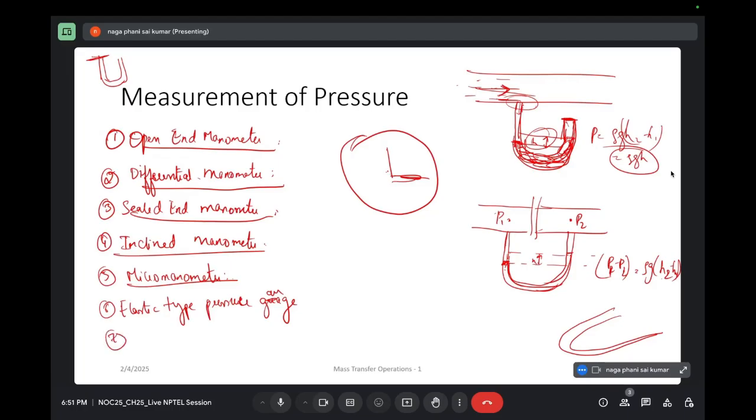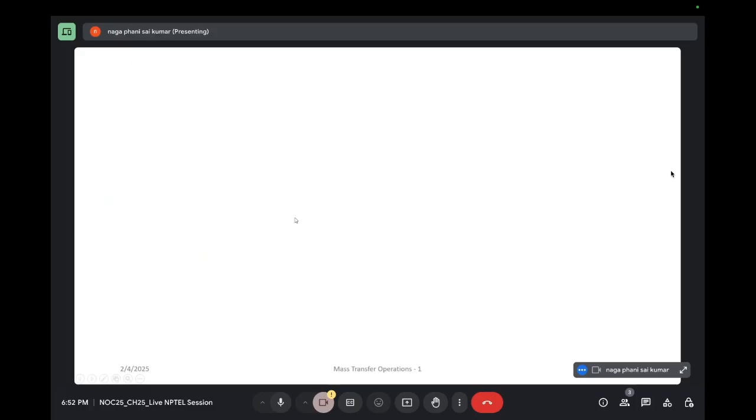And then we also have electrical type, which is a transducer. Electric type pressure gauge. So whenever there is a pressure change, it will be taking it in terms of voltage difference, and then it will be processing the voltage difference, and then finally it will be giving us how much pressure is changing. Okay, so that is electric type pressure gauge. So let's see.